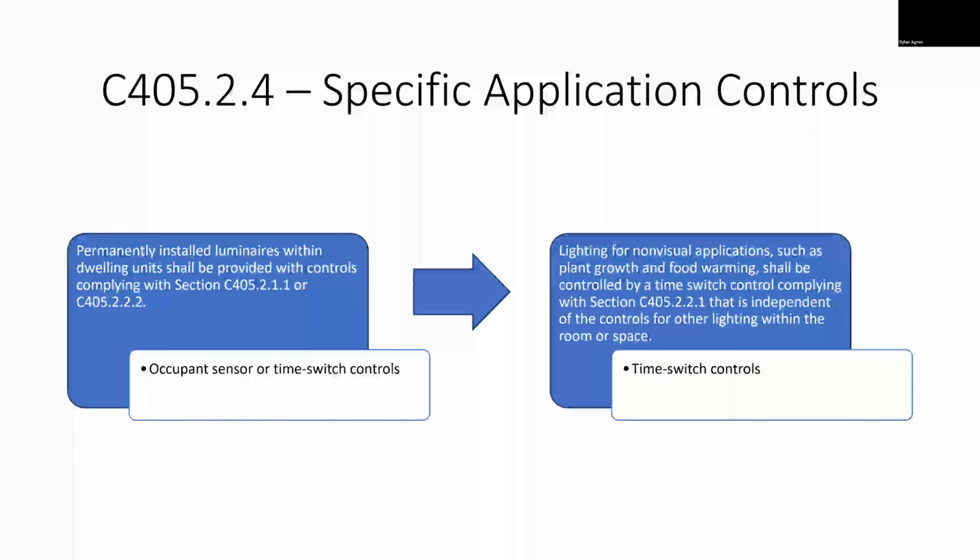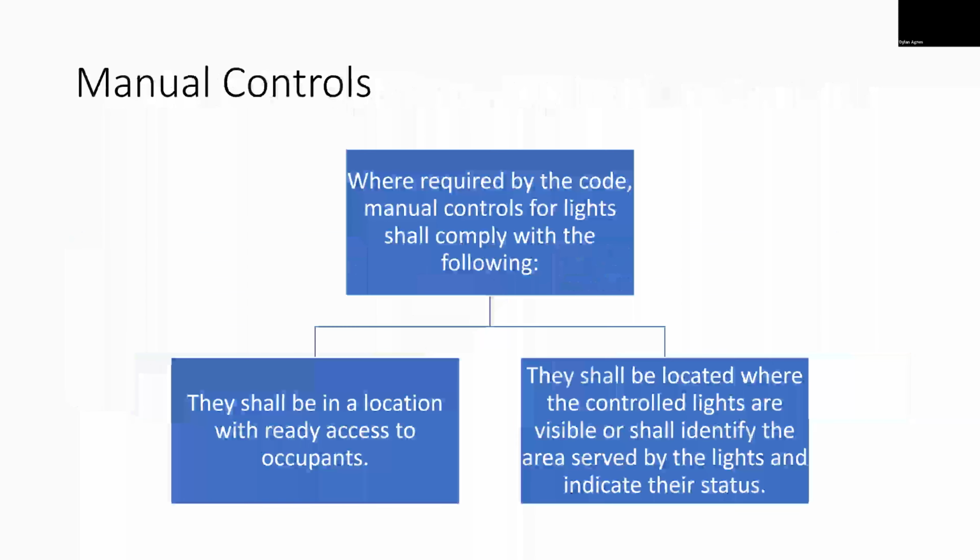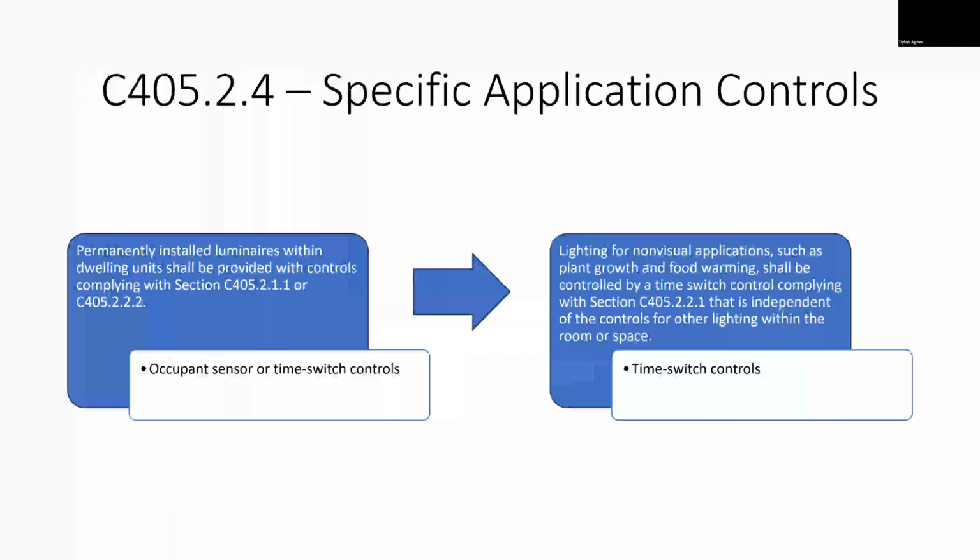Basically, permanently installed luminaires within dwelling units shall be provided with controls complying with the occupancy sensor or the time switch ones. The lighting for non-visual applications such as plant growth or food warming shall be controlled with the time switch complying with the time switch control section that is independent of other lighting within the room or space. And also keep in mind, plant growth and food warming, you don't have to count as your total connected interior power, but you do have to control it. That's only the controls for the plant lights.